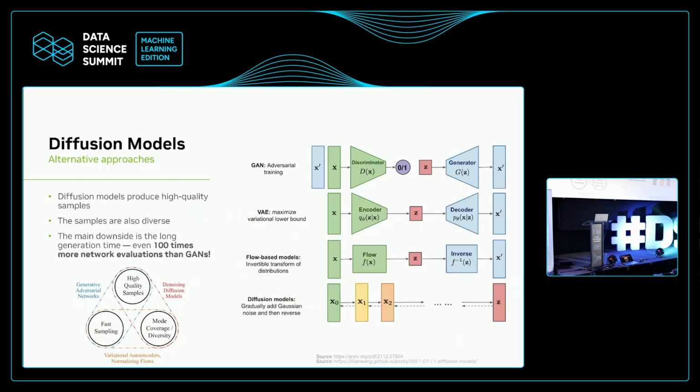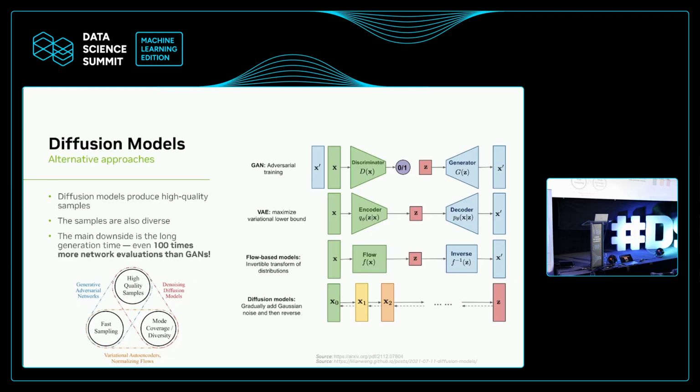Why are they so different from other methods, and why are they so popular right now? First of all, they produce really high quality samples. The images that they generate are top-notch. Also, the problem with previous approaches, such as GANs, was that the images weren't really diverse. So when you ask a GAN to generate an image of a cat 10 times, it would generate 10 very, very similar cats. When you ask diffusion models to generate 10 pictures of a cat, they are all different.